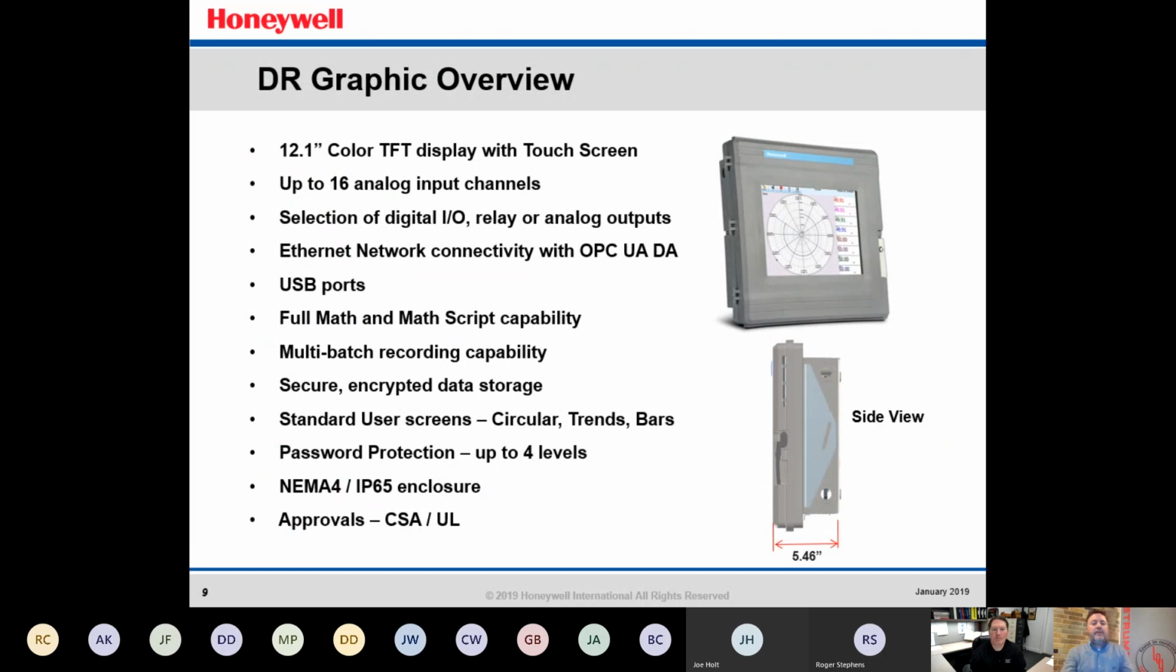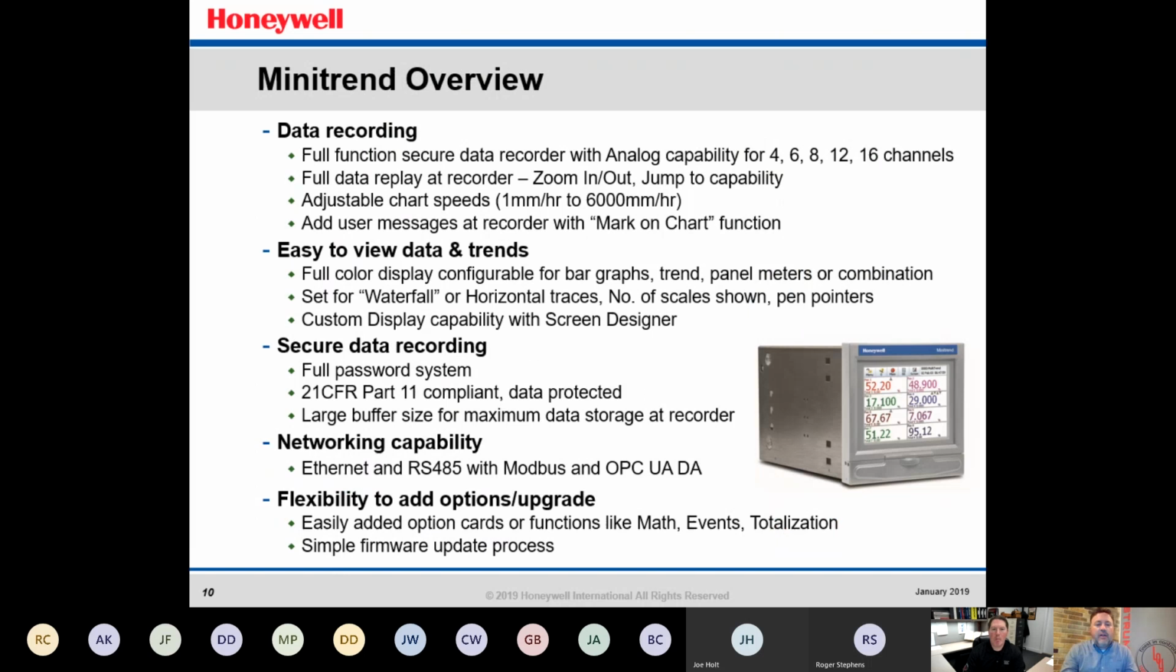The Multitrend recorder, this is the Multitrend GR. This is the recorder that you can have up to 16 analog inputs. Again, the same features on the data recording. You can zoom in, zoom out on the data. You can change the chart speed on the fly if you wanted to. Easy to view data. You can have the same type of bar graphs, digital values, horizontal, vertical trends, and much of the same capabilities as the larger recorder, but in a smaller footprint. So this one would be the smaller 5-inch display.